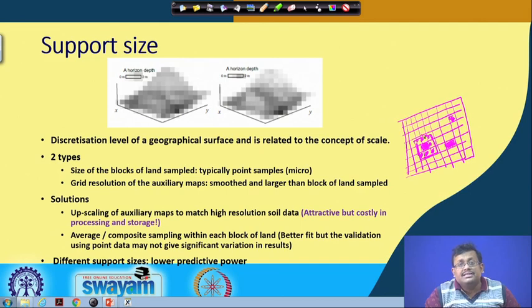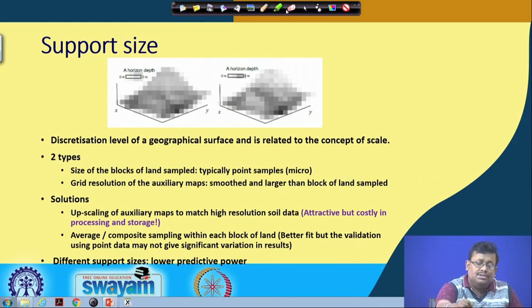You will see, while we discuss digital soil mapping in week 12, how we can homogenize the support size, so that we can better interpolate any property using geostatistics. So, remember again, for better geostatistical interpolation, all the auxiliary map support sizes have to be homogenized with the support size of the point data set. So, this is what support size looks like.